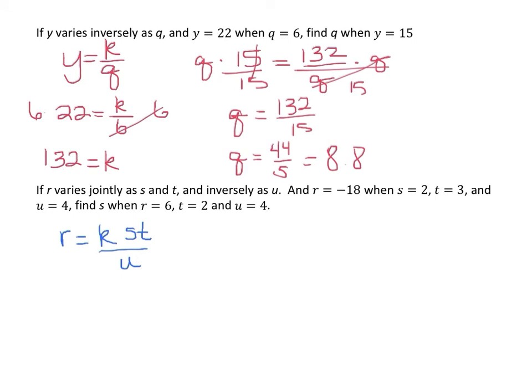Now we know that r is equal to, this is actually positive 18, please change that in your notes, when s is 2, t is 3, and u is 4. So what we'll have to do is plug all of these in to find k. So that's 18 is equal to k times 2 times 3 divided by 4.